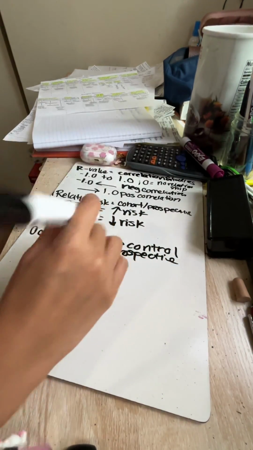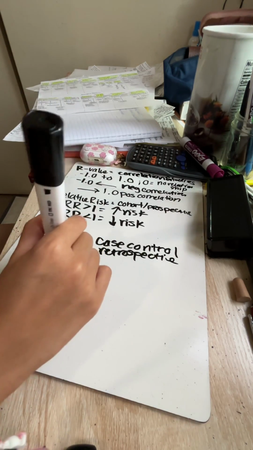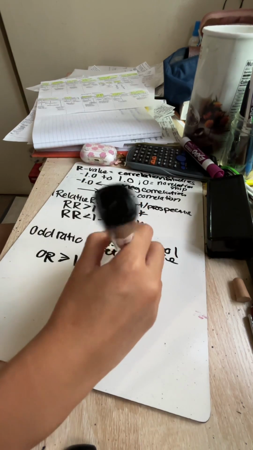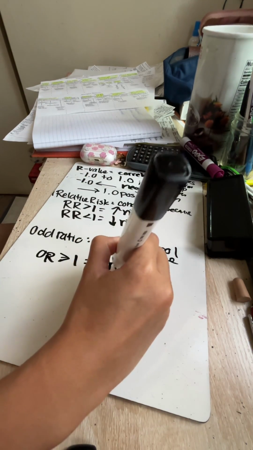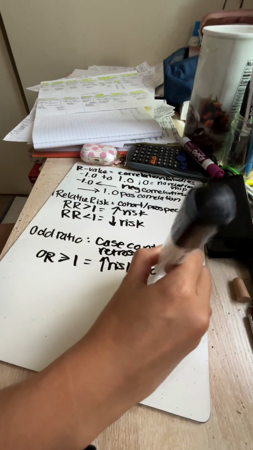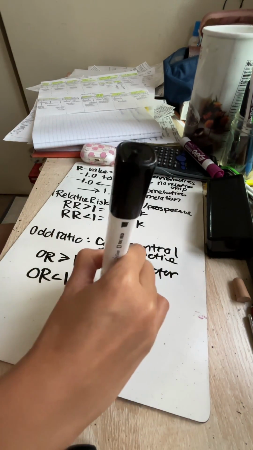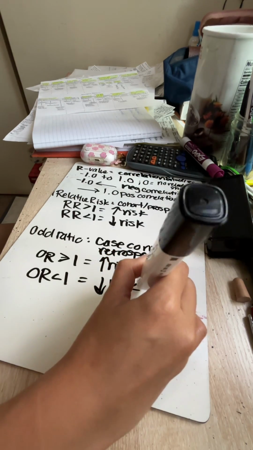So when you have an odds ratio that's higher than 1, that means that there's an increased risk factor. And if you have it less than 1, that means it's a lesser risk factor.